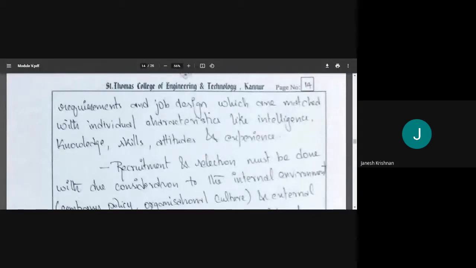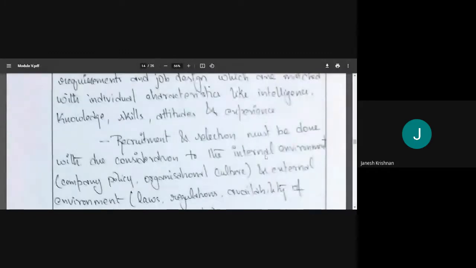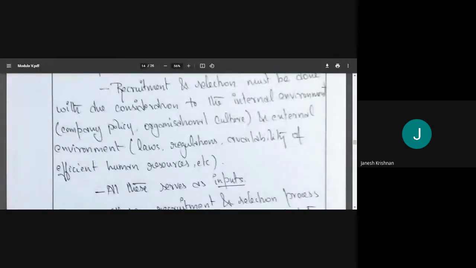The recruitment and selection process must be done with due consideration to the internal and external environment. That is, we should consider the environment. So what is the internal environment? The company policy, the company culture. What sort of culture we have and what our company policies are has to be considered. And the external environment: laws, regulations, availability of human resources. Availability of efficient human resources is a big problem in itself. We should consider the laws and regulations.